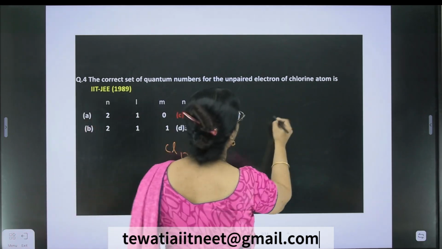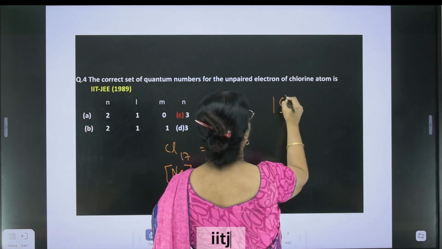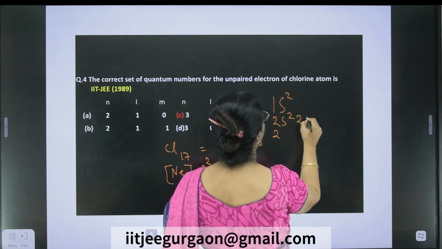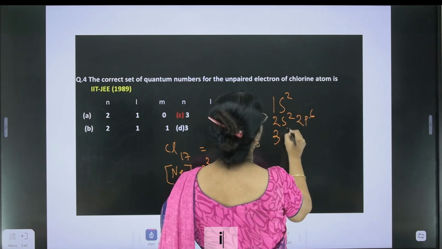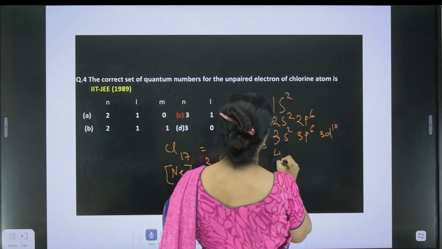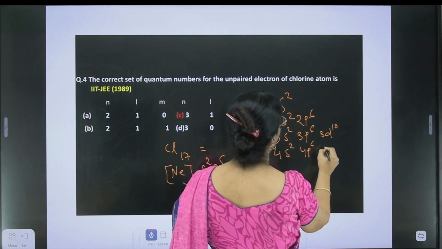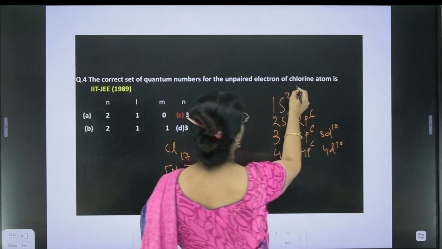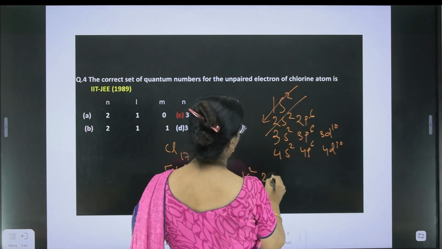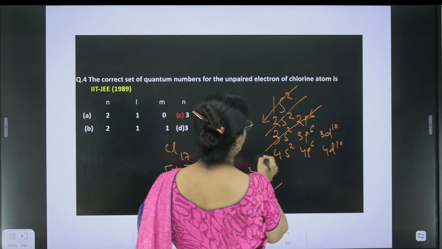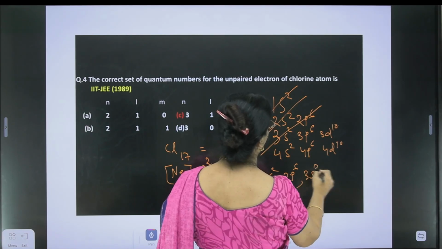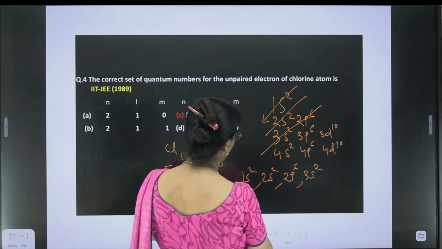Neon, if you are writing the electronic configuration, 1s2, 2s2, 2p6, 3s2, and how much is it? 2?